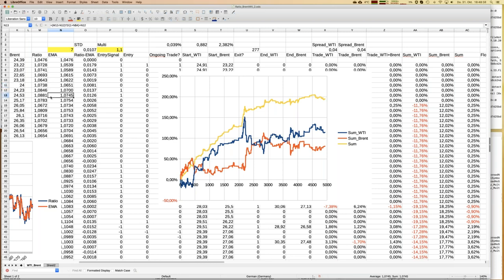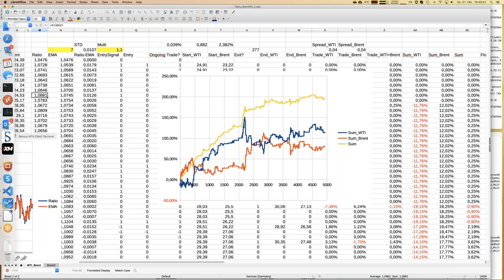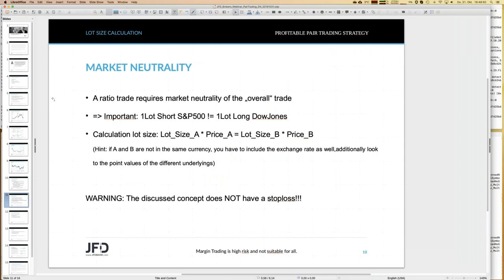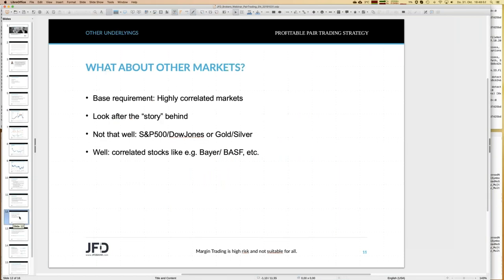But that's a complete strategy. It's really quite easy. Let me give you some hints on how you can use the same kind of strategy for other symbols as well. This was WTI and Brent, but as you might remember, I mentioned already the basic requirement. The basic requirement is that we have highly correlated markets. And you might even have what I call a story behind.